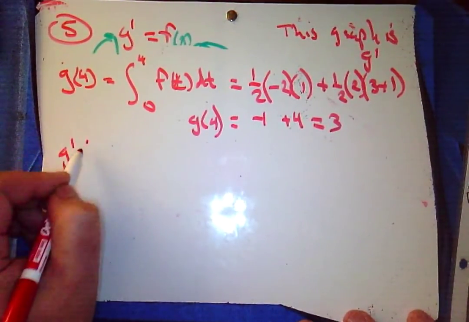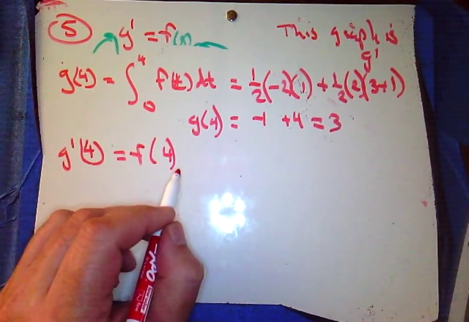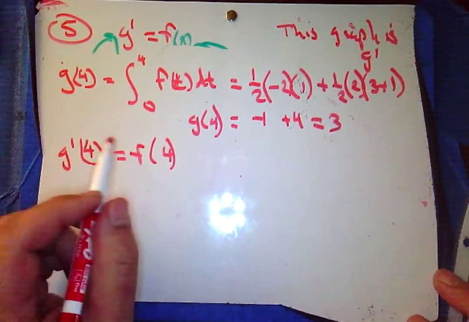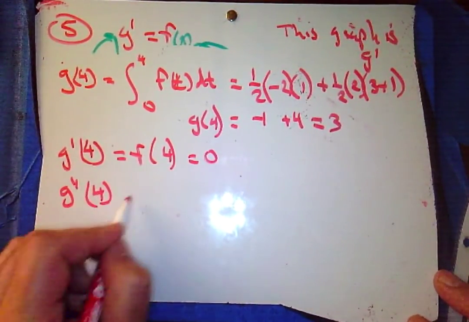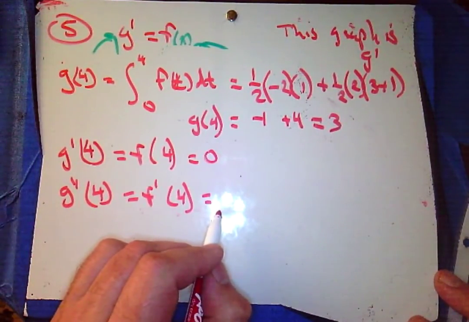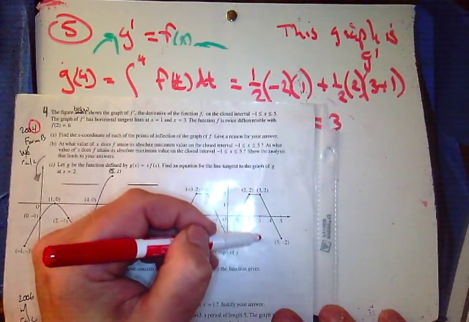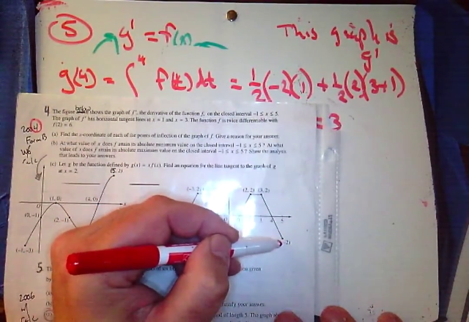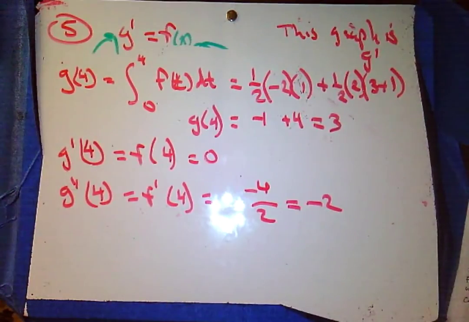Now, g prime of 4 equals f of 4. We've already established that, and f of 4 equals 0. G double prime of 4 is f prime of 4, or the slope of f at 4. Well, I notice that I go down 4 and over 2. Down 4 and over 2. So I get negative 2 for g double prime of 4. Okay, there's part A.